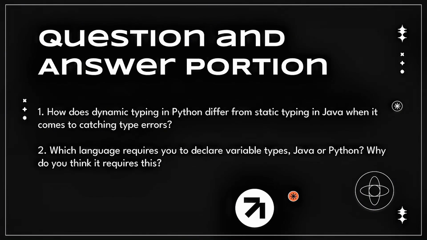For the question and answer portion, here are the two questions that we have for you. First off, how does dynamic typing in Python differ from static typing in Java when it comes to catching type errors? And second, which language requires you to declare variable types, Java or Python? Why do you think it requires this?